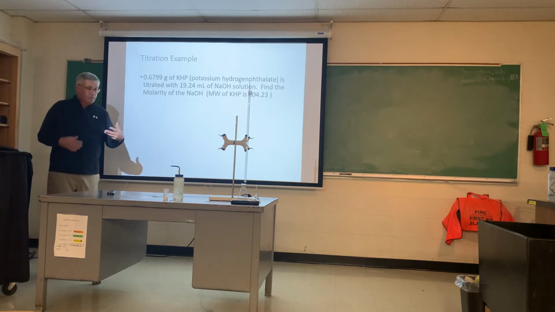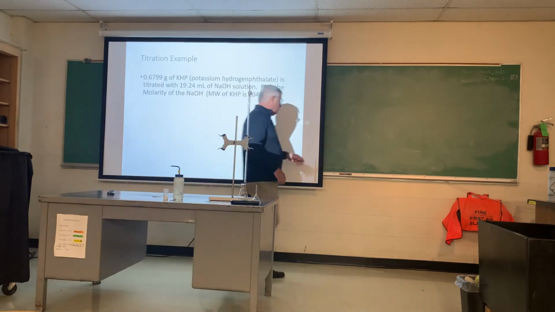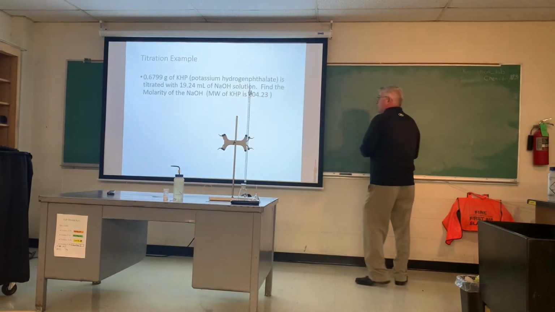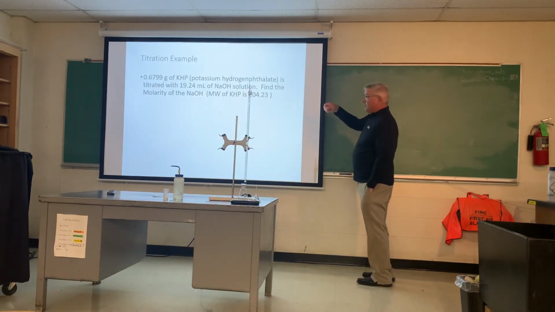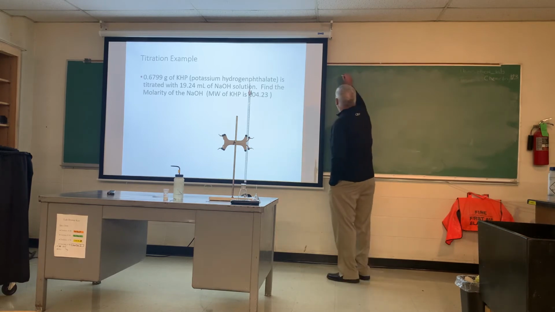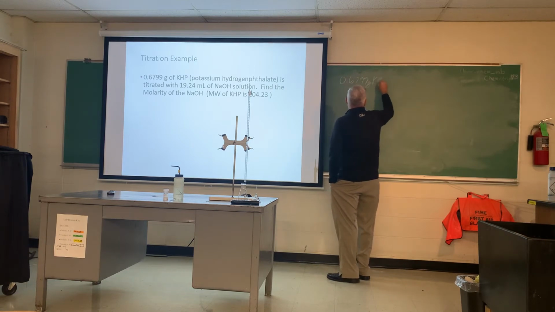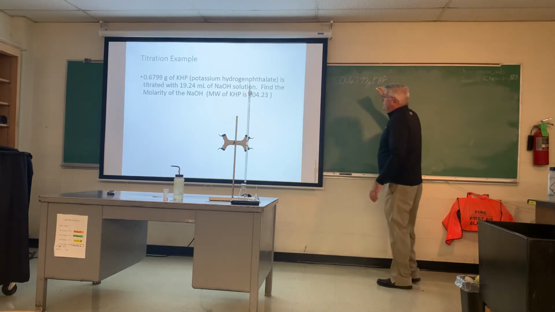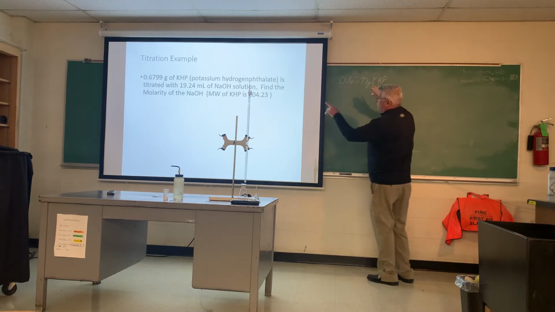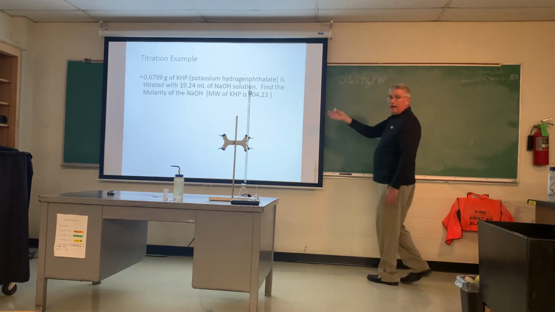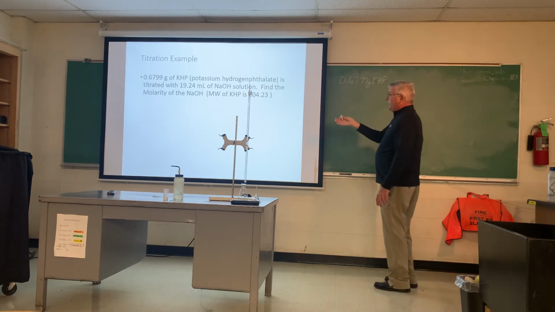Now, just to practice those calculations just a little bit, I have one on the board, and this is your standardization calculation and an example of that. And so if I start with 0.6799 grams of potassium hydrogen phthalate, and it's titrated with 19.24 milliliters of sodium hydroxide, find the molarity of the NaOH.